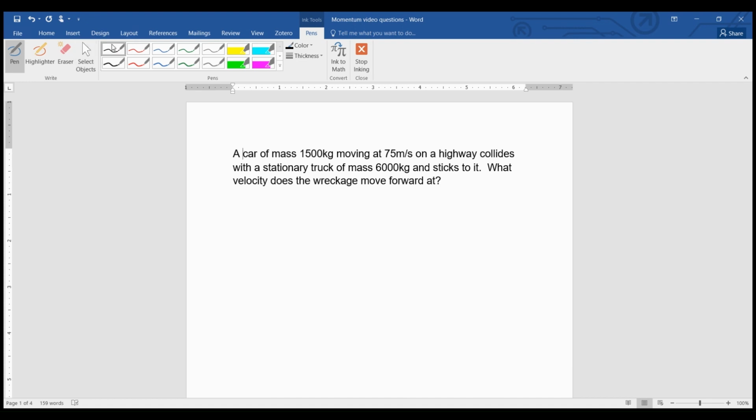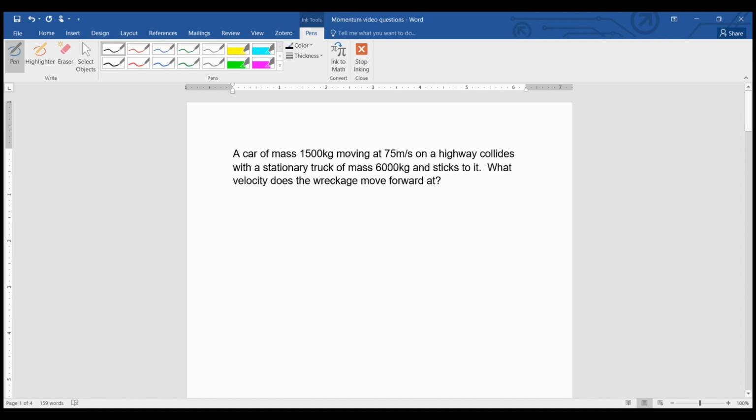So now when you read these questions, you should keep in mind the directions of the moving objects. Now the car is moving at 75 meter per second. So let's assume that the car is moving forward. So the velocity of car will be positive 75 meter per second. Now the stationary truck is having a velocity of 0 because the truck is stationary before collision.